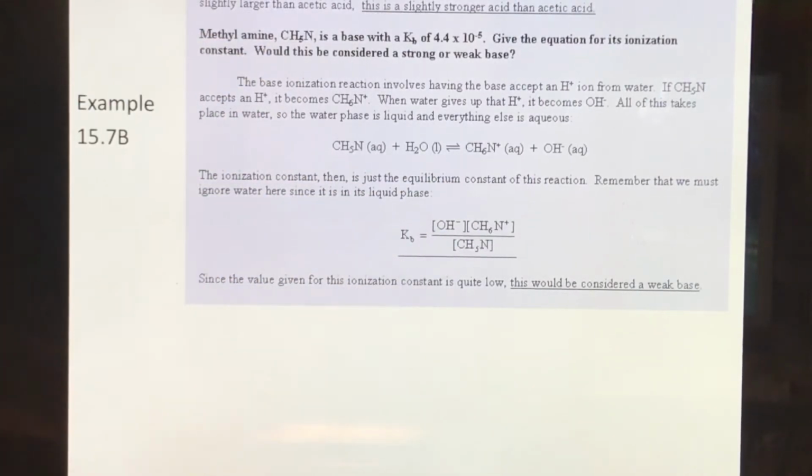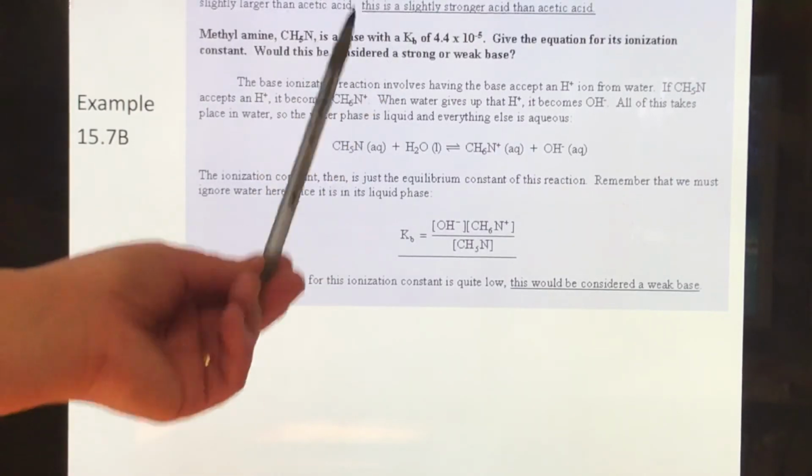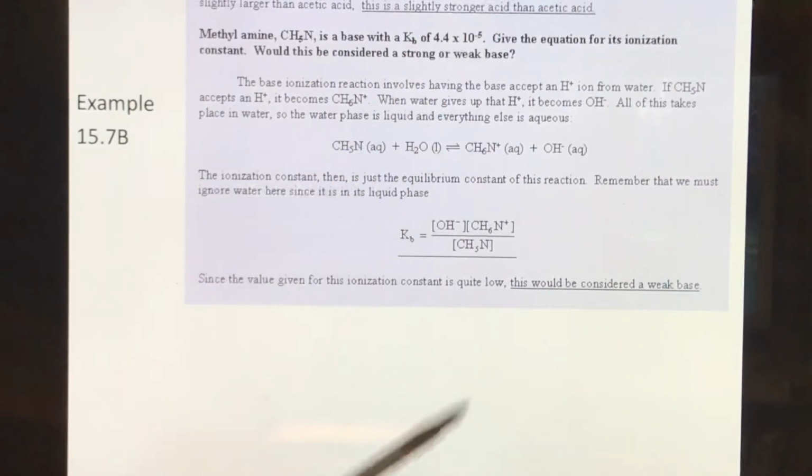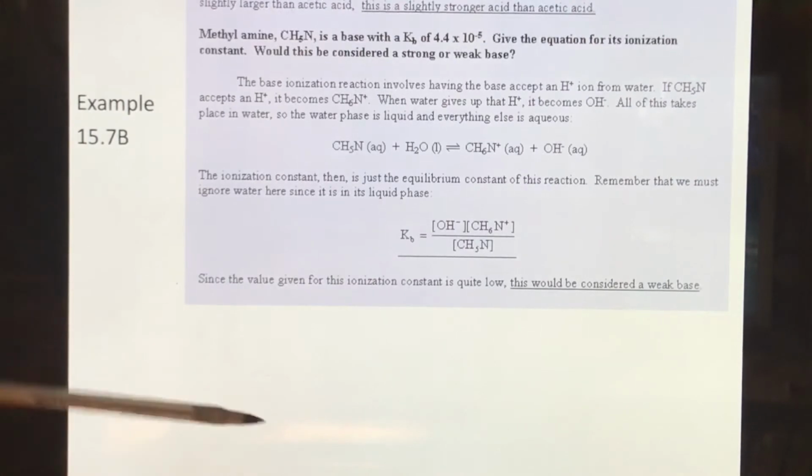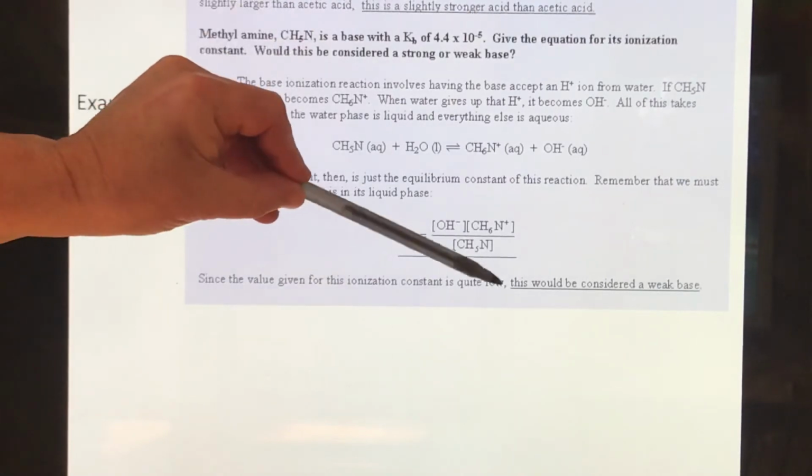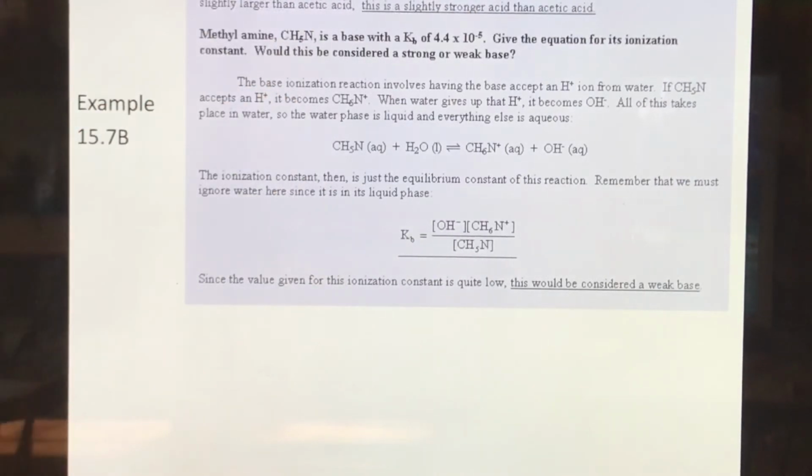And then the final comparison is asking whether or not that's considered a strong or a weak base. It's somewhat relative, but because this is such a small number, then it's considered a weak base.